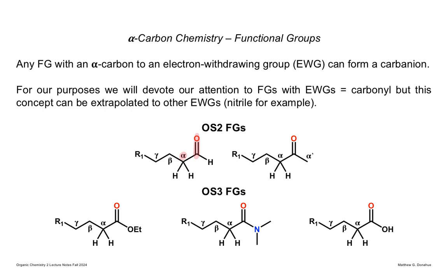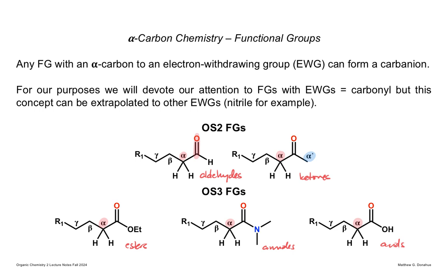So we have aldehydes, ketones, esters, amides, and then acids. So aldehyde, ester, amide, acids, again, those only have the one alpha carbon. The ketone is the pain in the butt here, because as I highlighted in blue just now, that alpha prime carbon.